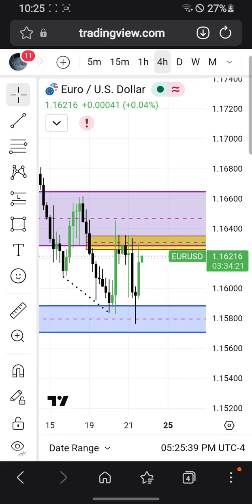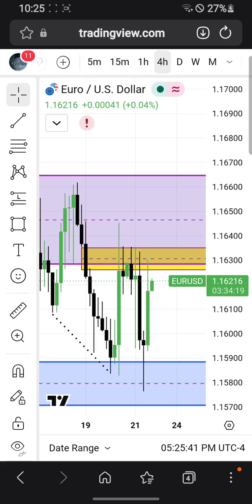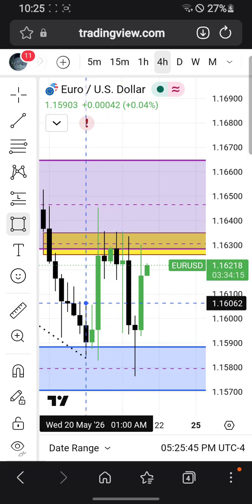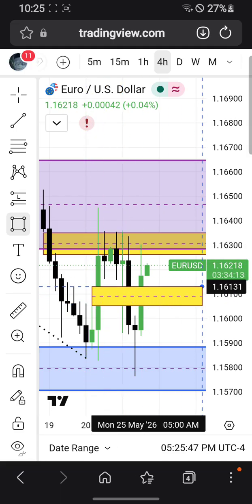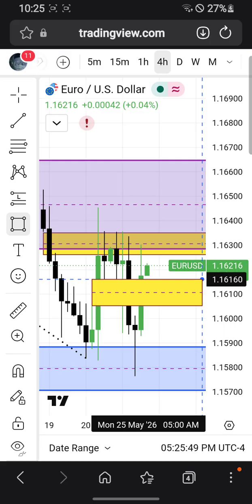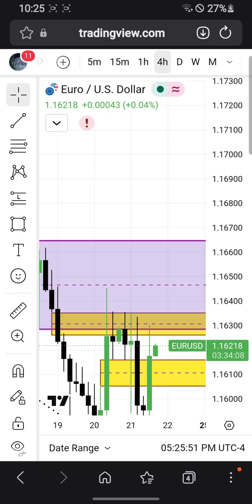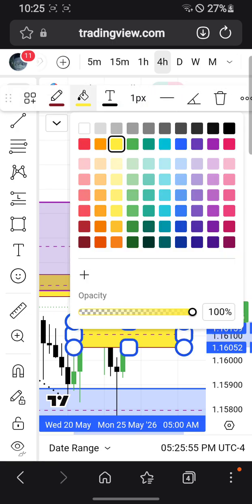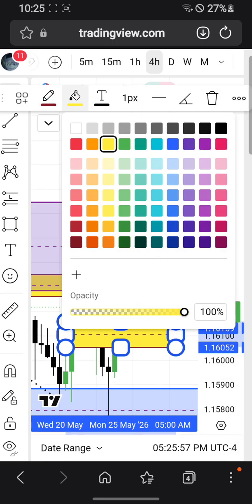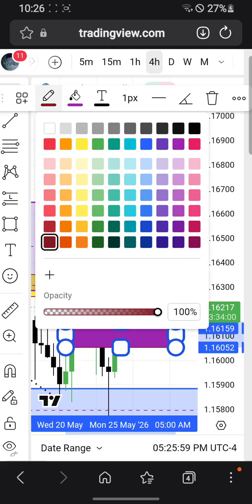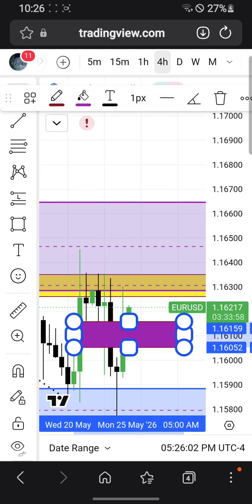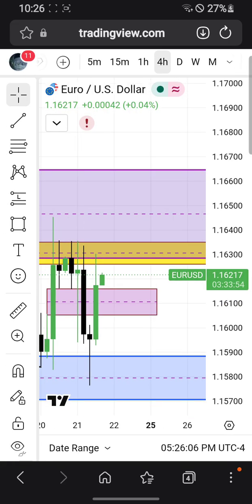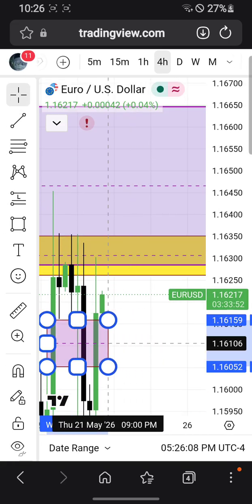Now pay attention to that line. Then it created a 4-hour fair value gap. Let me mark it, the origin of today's trade. This is a 4-hour fair value gap, a discount one. The first one I marked here, the yellow one, is a premium one. Let me give this one a different color. Okay, this is a 4-hour fair value gap right there.